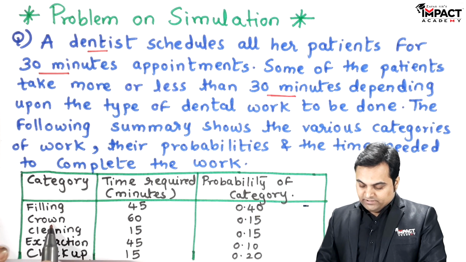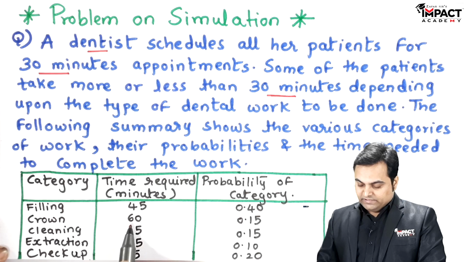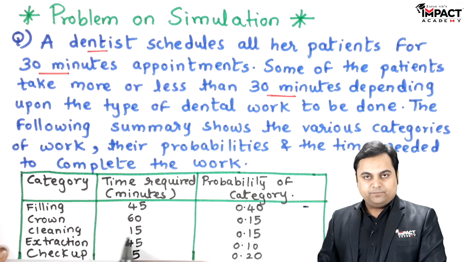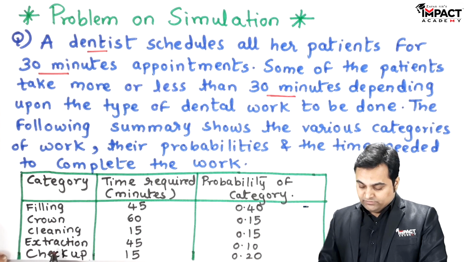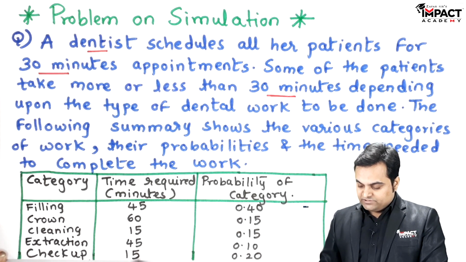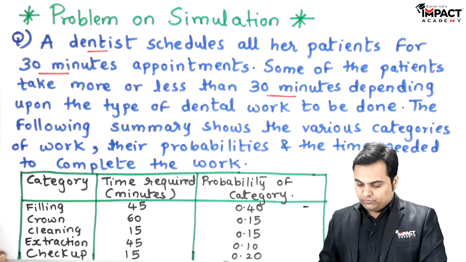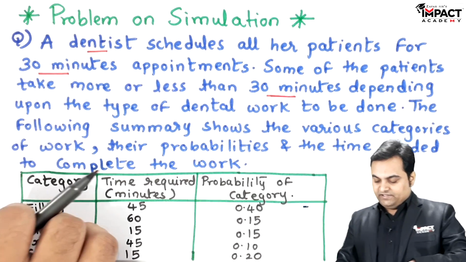Next operation or category is crown, that is 60 minutes and the probability is 15%. Next, cleaning of the complete mouth takes 15 minutes and the probability is 0.15. Then extraction of a tooth takes 45 minutes and the probability is 0.01. Checkup will take 15 minutes and the probability is 20%. So that is the category table given.